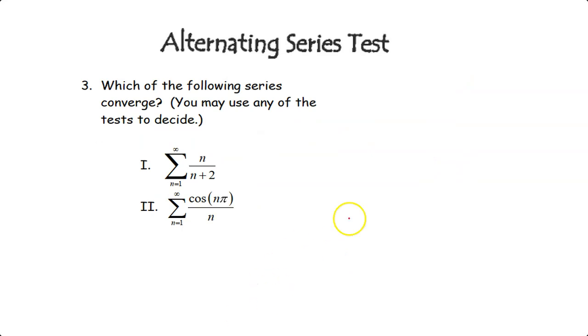In my next example, we have n over n plus 2. Well, the first thing we do is check to see if my terms are going to zero. Since my terms' limit as n goes to infinity ends up being equal to 1, then this series diverges.